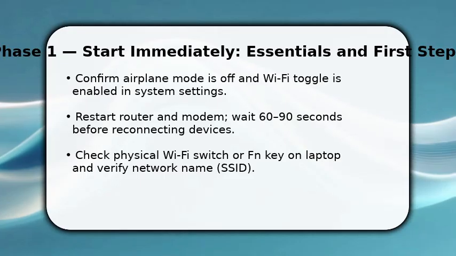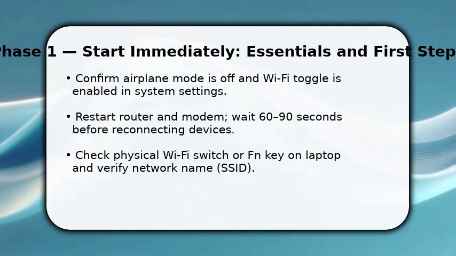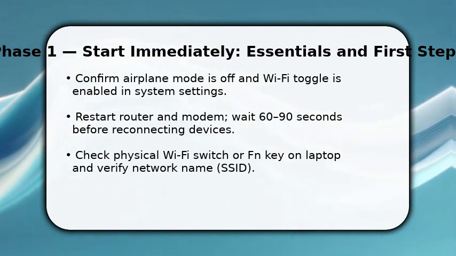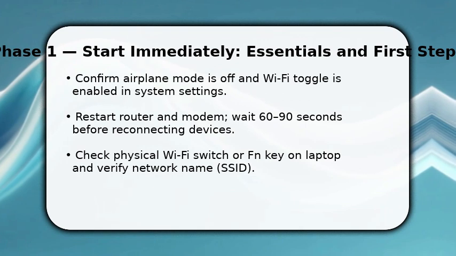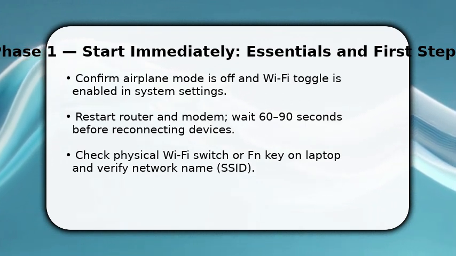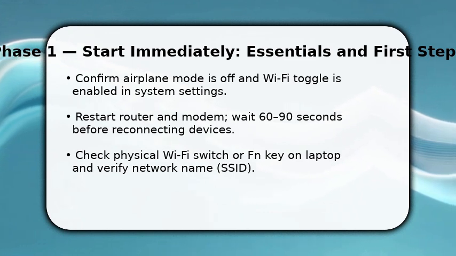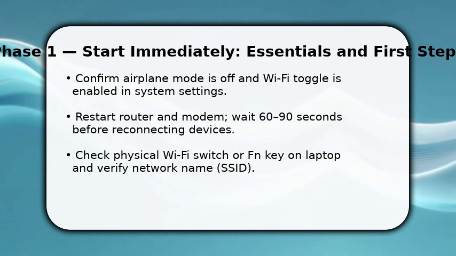Enjoy the video. You'll start by verifying the essentials so troubleshooting isn't wasted. First, make sure airplane mode is off and the laptop Wi-Fi toggle is enabled. This stops simple blocks. Then power cycle the router and modem: unplug, wait 60 to 90 seconds, then plug back in because many transient issues clear on reboot.